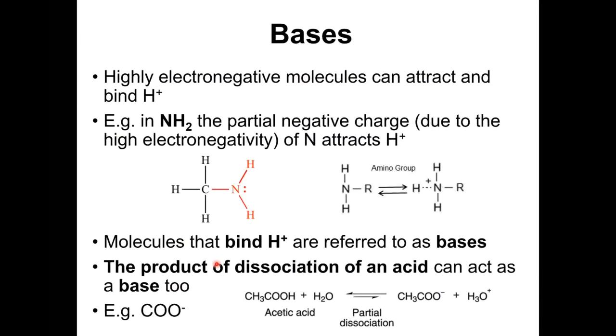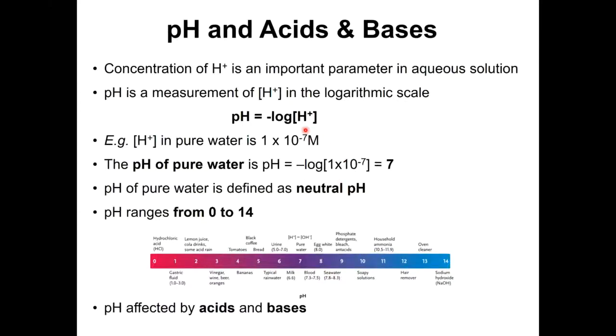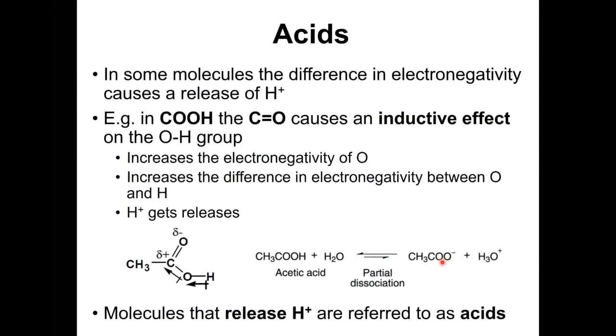Bases, they have an opposite effect. They do bind protons, and by doing that, they do decrease the hydrogen ion values and therefore increase the pH, bringing it towards the 14 values.